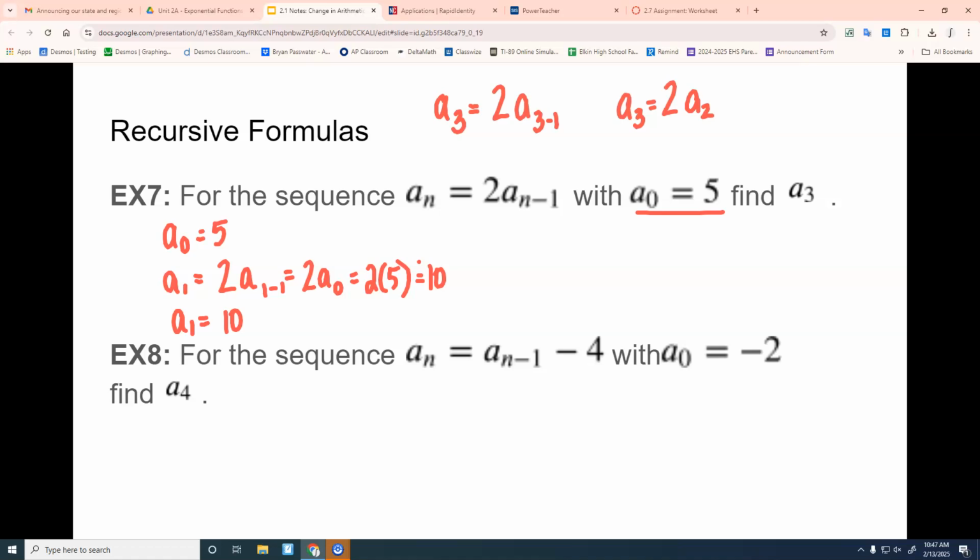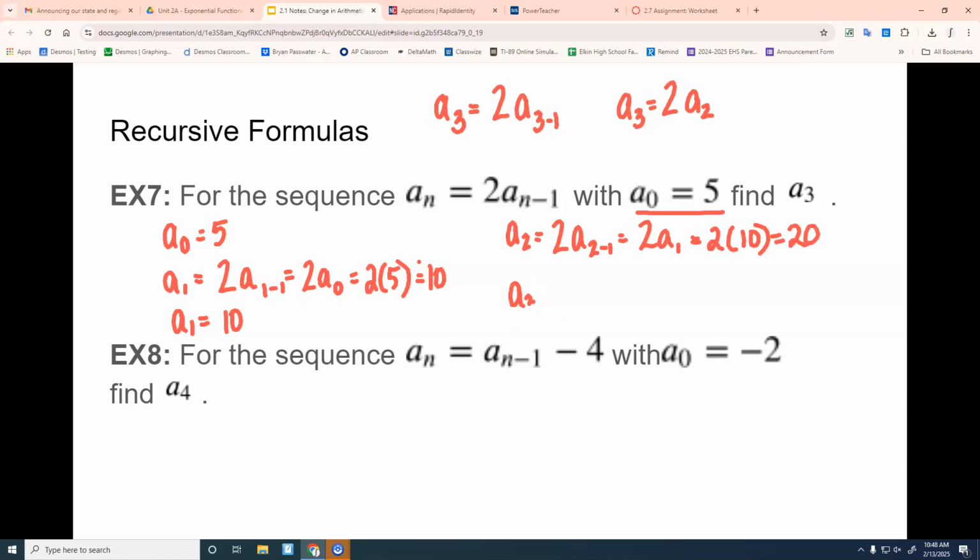Now that I found 1, I need to find 2. So I'll do a sub 2. And so that'll be 2 times a sub 2 minus 1, and 2 minus 1 is just 1. So that's 2 times a sub 1, which is what I just found, right? What is a sub 1? It's 10. So it's 2 times 10, which is 20.